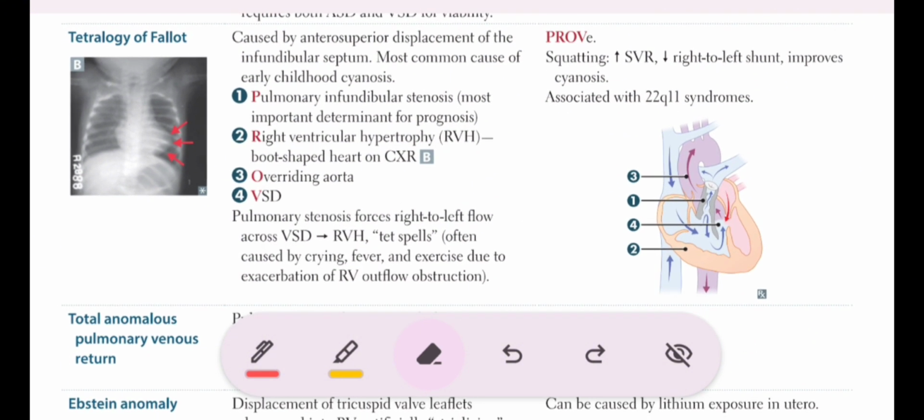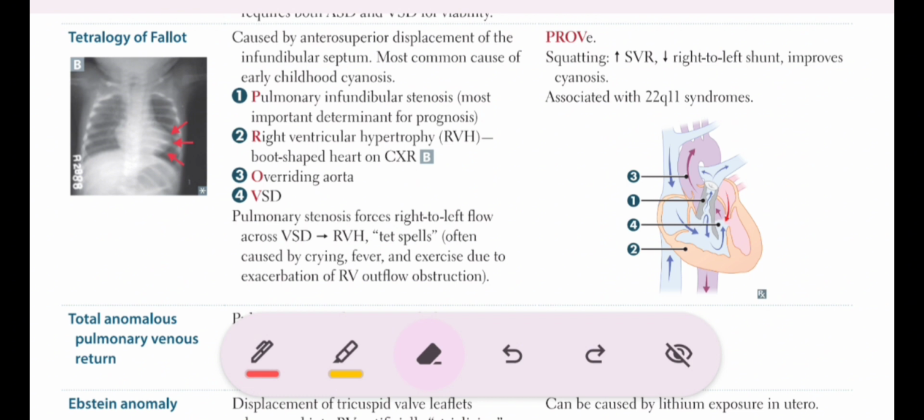Then we have the tetralogy of Fallot. Tetralogy of Fallot is caused by anterosuperior displacement of the infundibular septum. Tetralogy of Fallot is comprised of 4 abnormalities that are remembered in the mnemonic PROVE. The P represents the pulmonary infundibular stenosis, that is the pulmonary stenosis, and due to the pulmonary stenosis there is decreased emptying of the right ventricle.